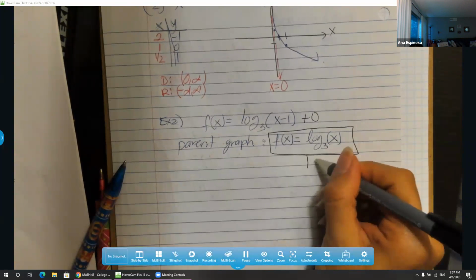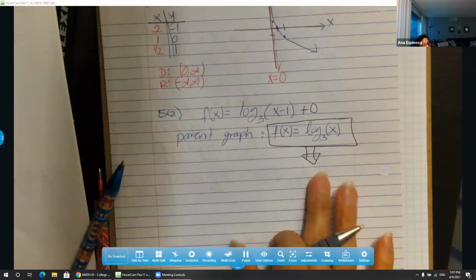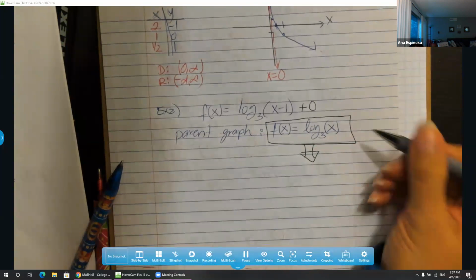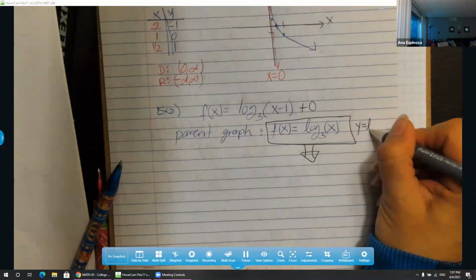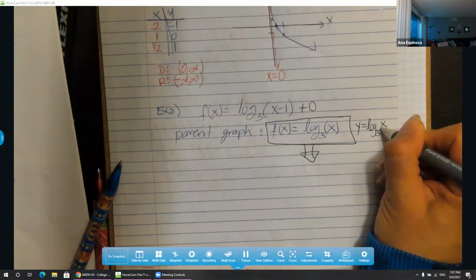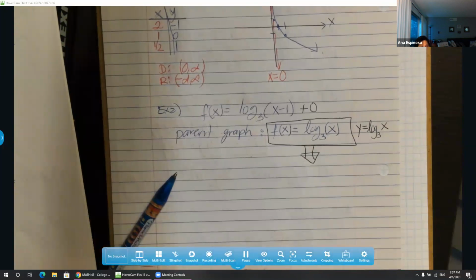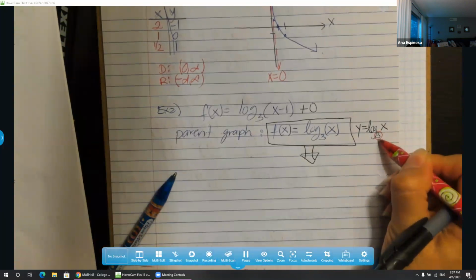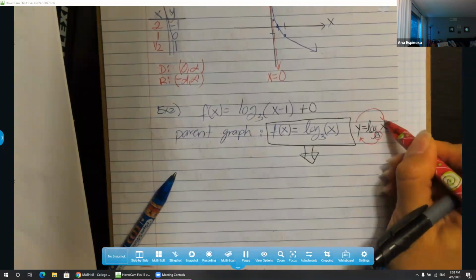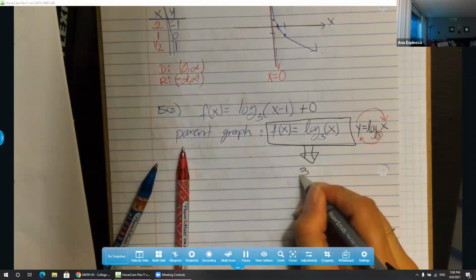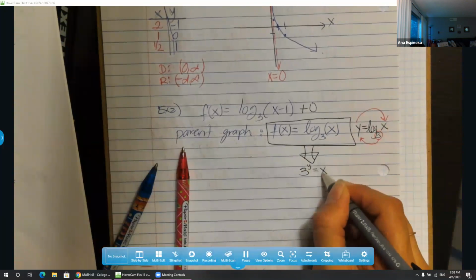I'm going to make this into the exponential form because it's hard to do. This is the same thing as y equals log base 3 of x. So when I make this into exponential form, I circle the base, raise it to the opposite power, bring it back. So this is 3 to the y equals x.